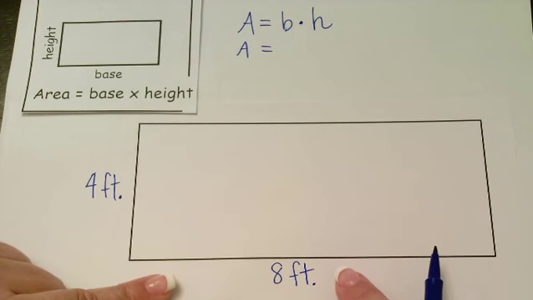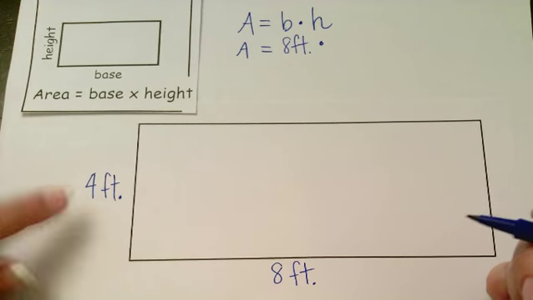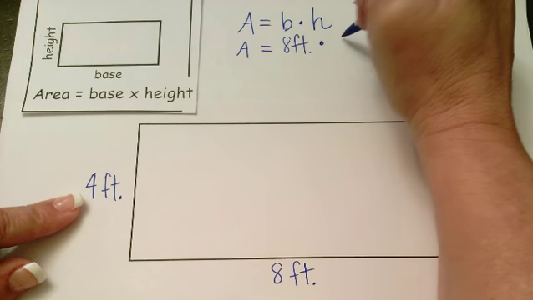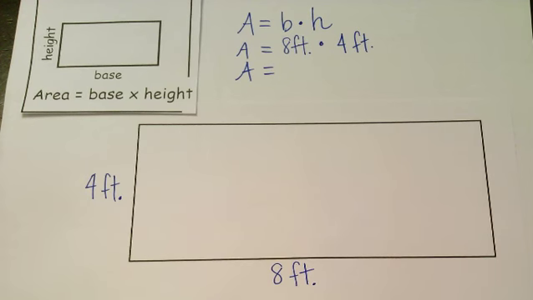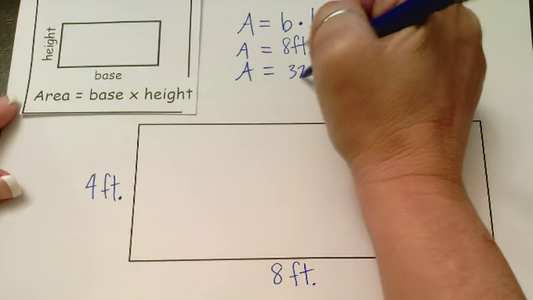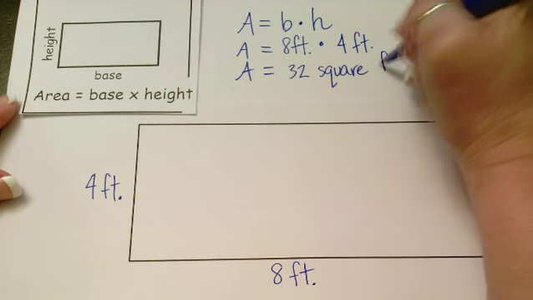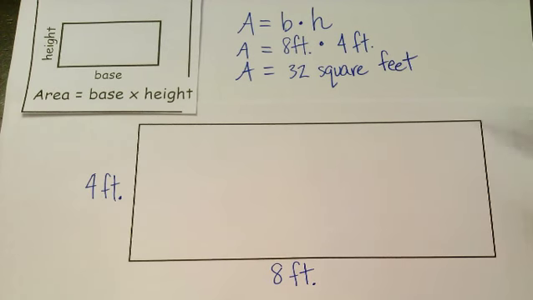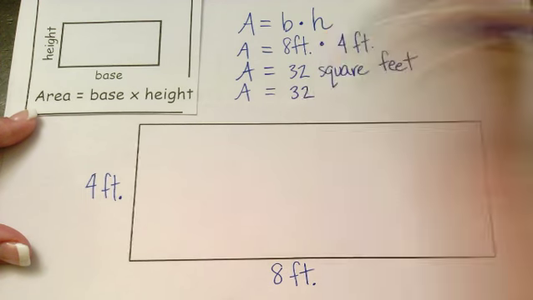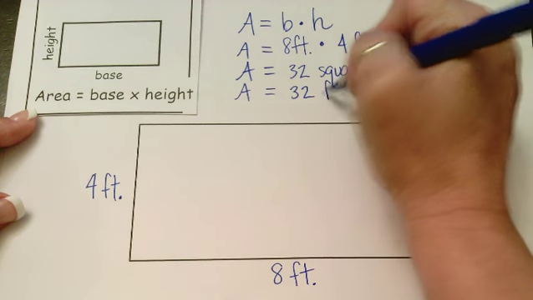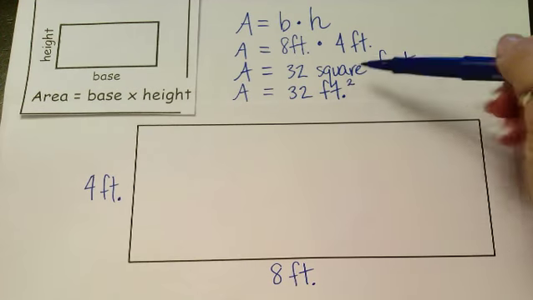So the base, being the bottom here, is 8 feet times the height, and this is 4 feet tall. So now all I have to do is simply multiply 8 times 4. That makes 32. And these are square units. So I can write my answer like this: 32 square feet can fit inside of this shape. Or I can also write the same answer abbreviating the word feet and then putting the exponent 2 right here, which means squared.